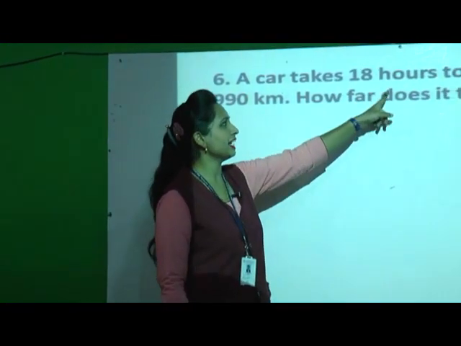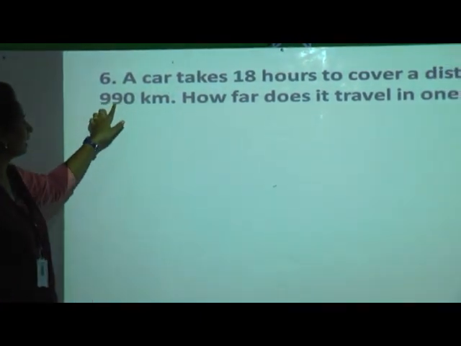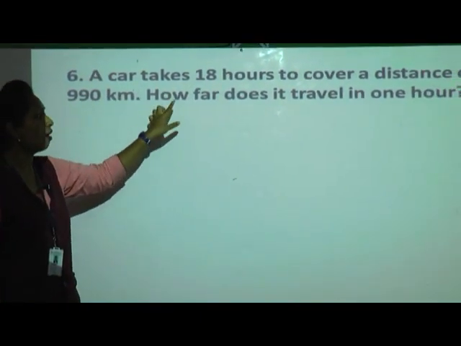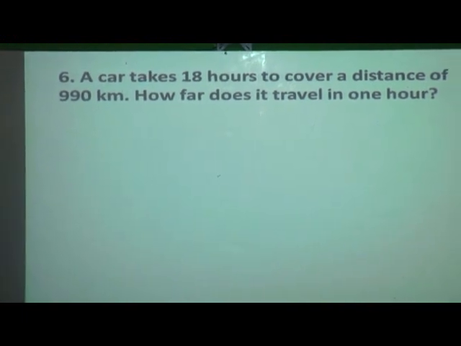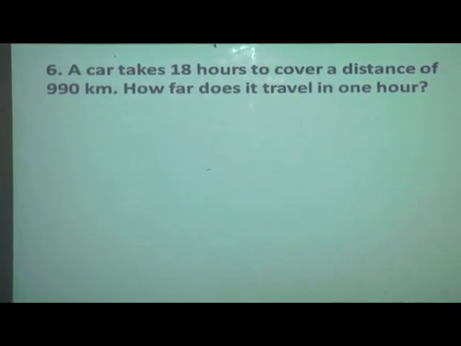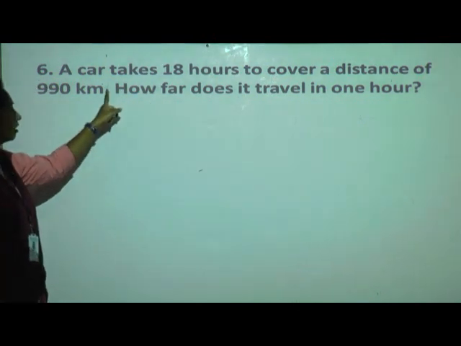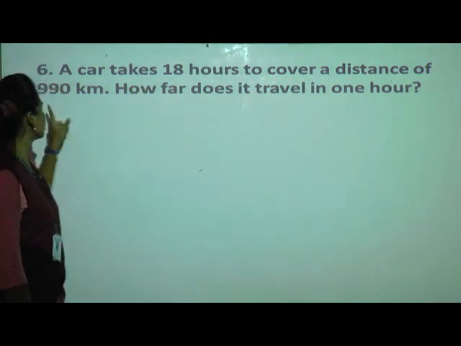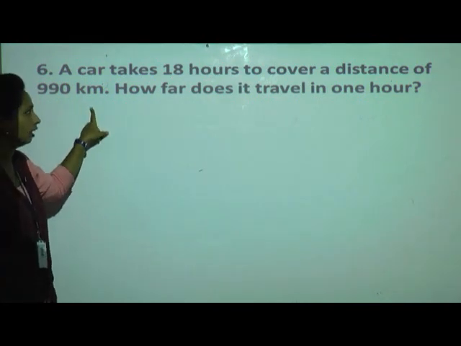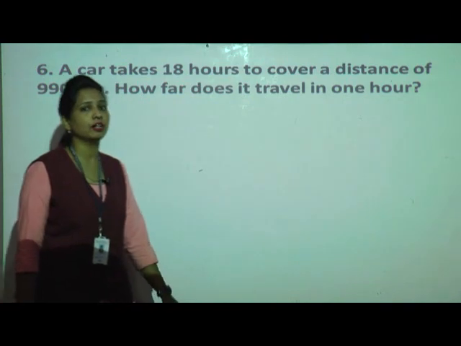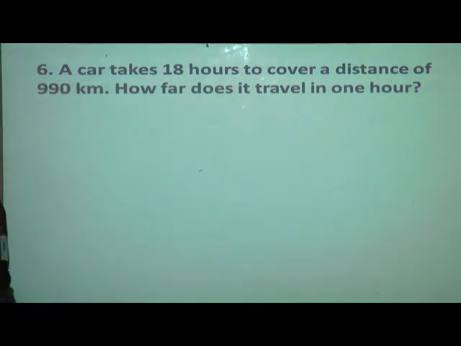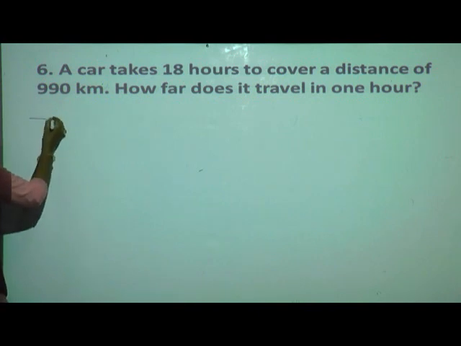A car takes 18 hours to cover a distance of 990 kilometers. So how far does it take in 1 hour? Now first what we have to do? First we have to see exactly what we have to do and what statement they have given we have to write. Now one car is there. How much distance it covers? In 18 hours 990 kilometer. So what we have to do, we have to find out how much kilometer does it travel in 1 hour.